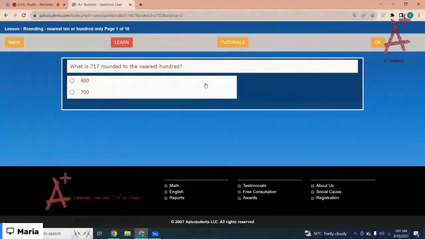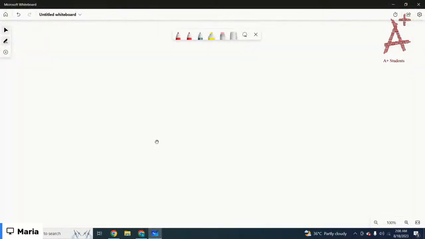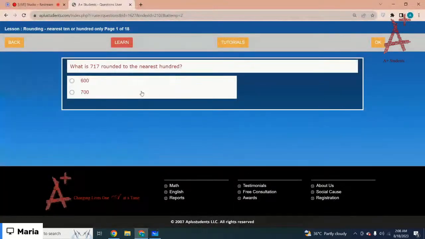Okay, the first one is, what is 717 rounded to the nearest 100? Okay, here it is, 717. The digit at the hundreds position is 7. Right next to 7 you have 1. You have to compare 1 to 5, so 1 is less than 5, right? That means you have to round on the same 100. Just write 7 as it is and replace the other two digits with 0, so it would be 700. 717 is rounded off to 700. Very good.